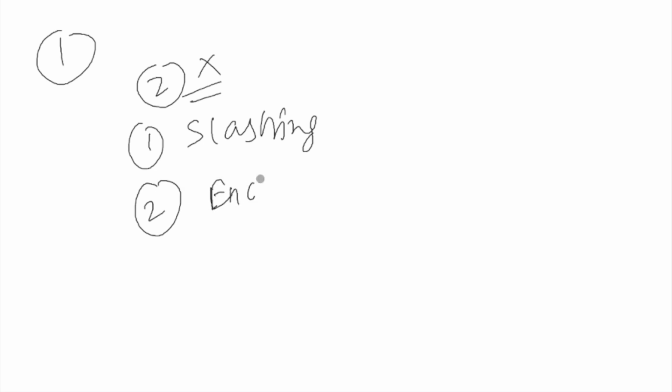Now what are the ways in which we can resolve that issue? So first one is slashing, second one is encryption. Okay, now using these two techniques along with some other techniques, we can ask each journal to put something on stake.